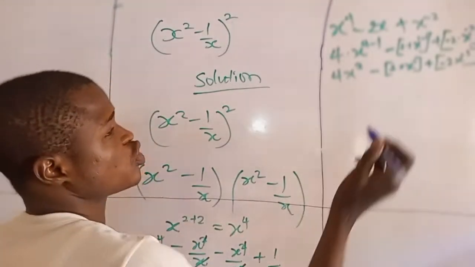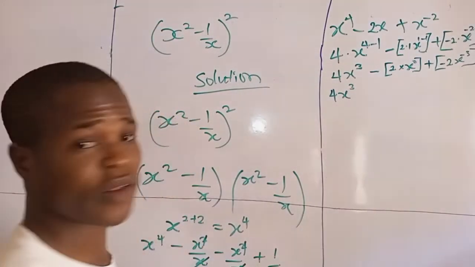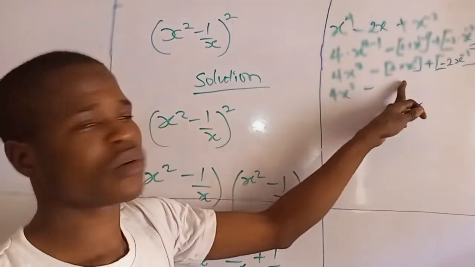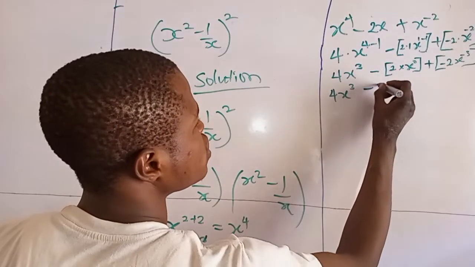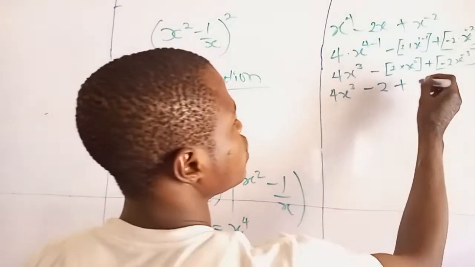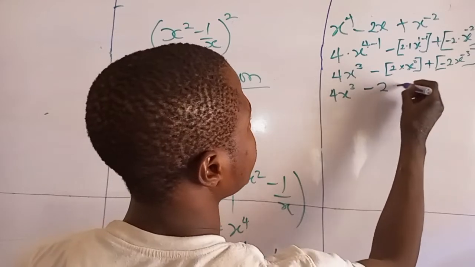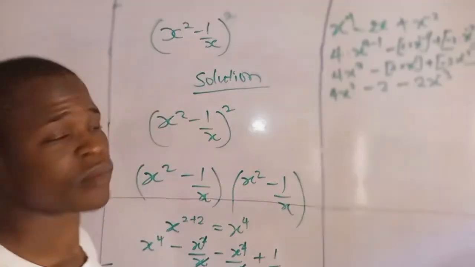So from this, let's open up the two brackets. We have 4x raised to power 3 minus, any number raised to power 0 is 1 according to law of indices, minus 2 times 1, this will give you 2, plus, so plus times minus, this will give you minus, so we have minus 2x raised to power minus 3.